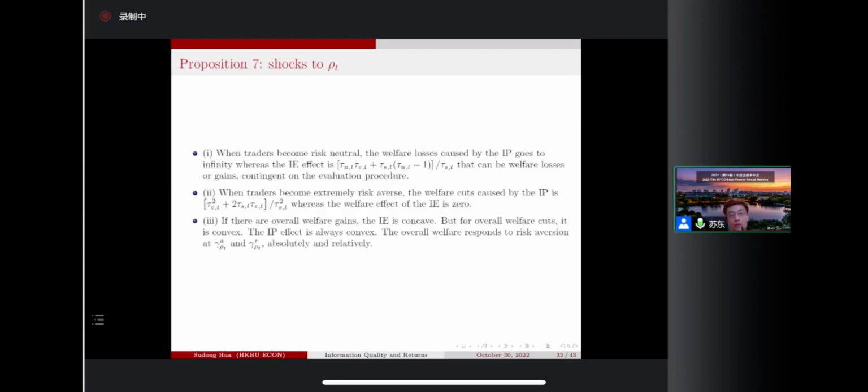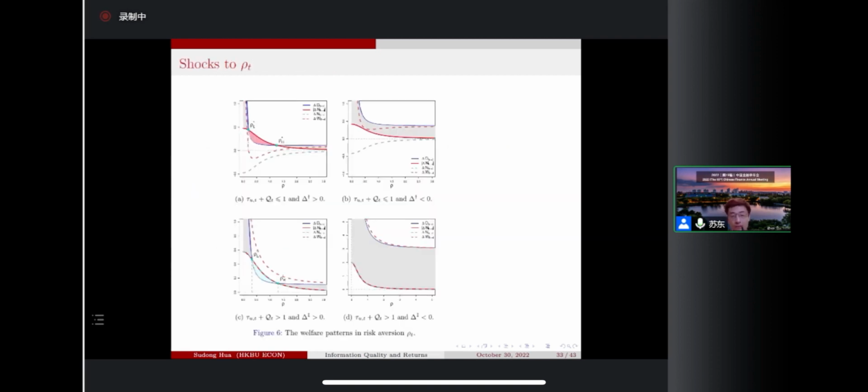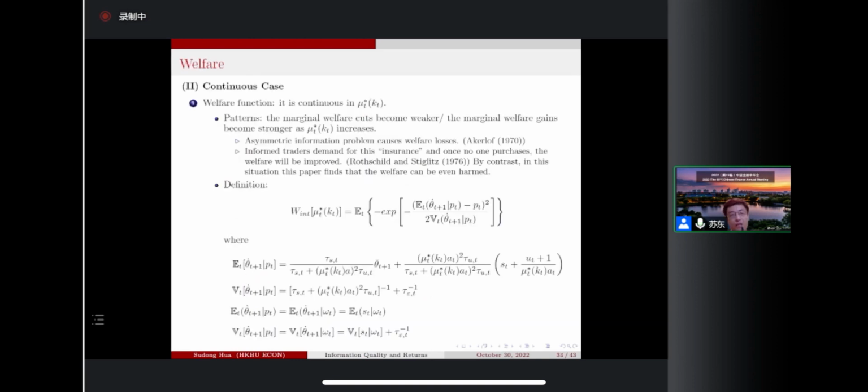And the last proposition is about the shocks to rho t. Following the same logic, but the derivation might be more complicated. So we will still see the red region, the welfare gains, for the economy. The last section is about the continuous case. The algebra is more tedious.